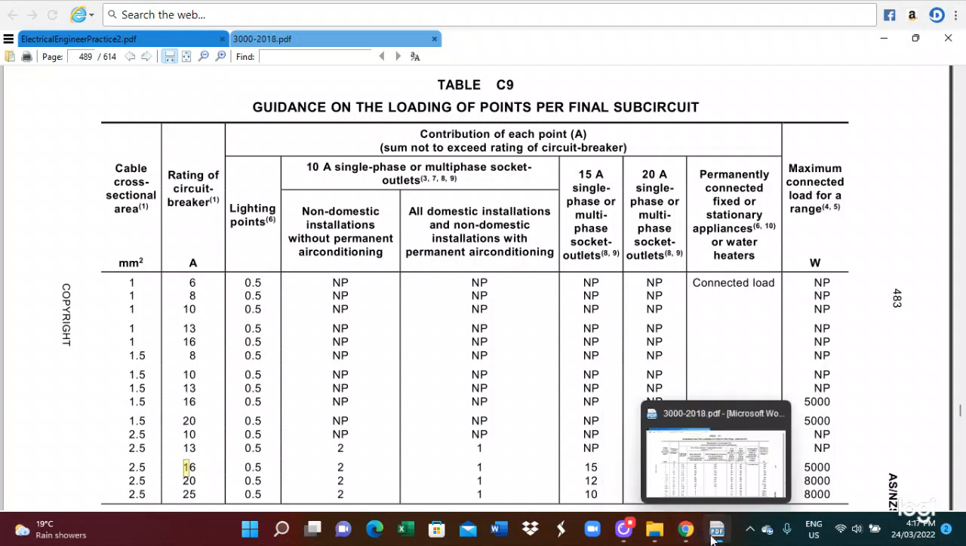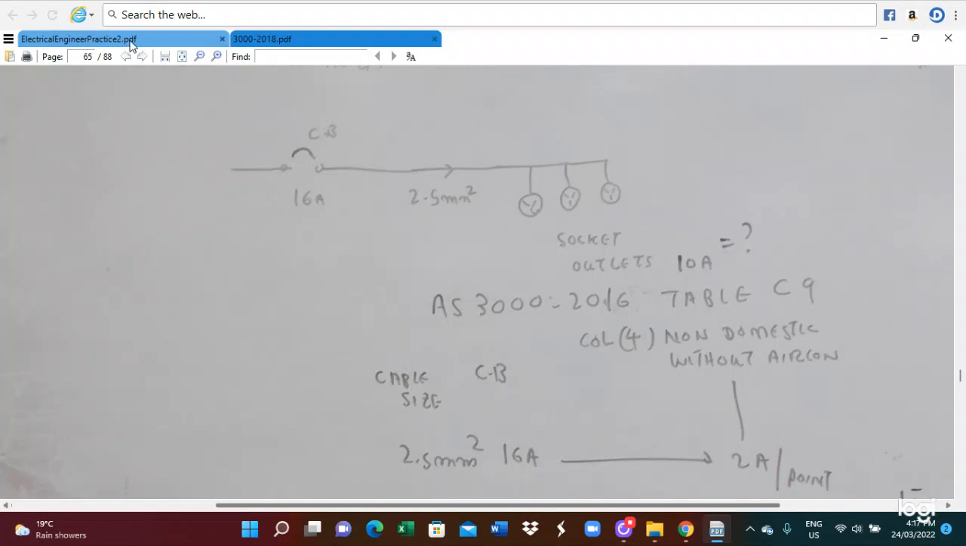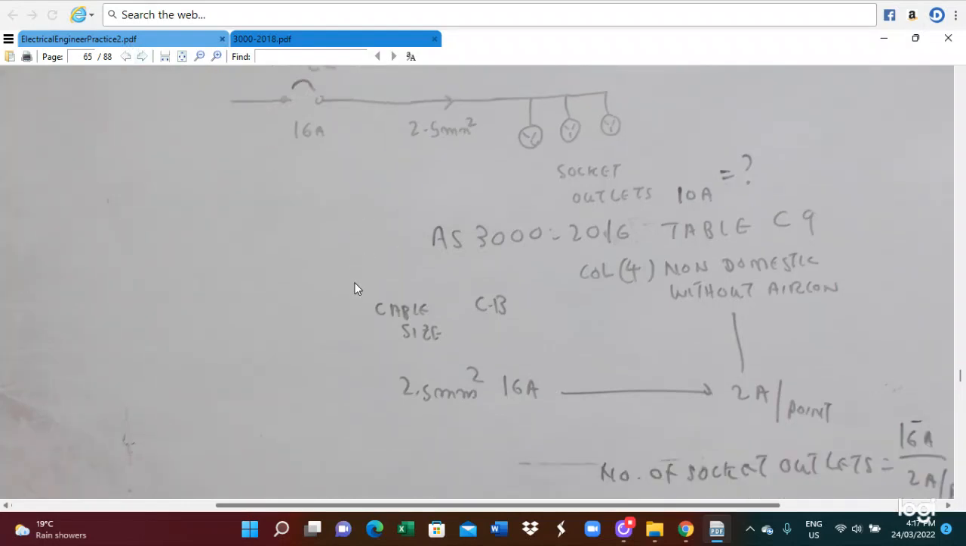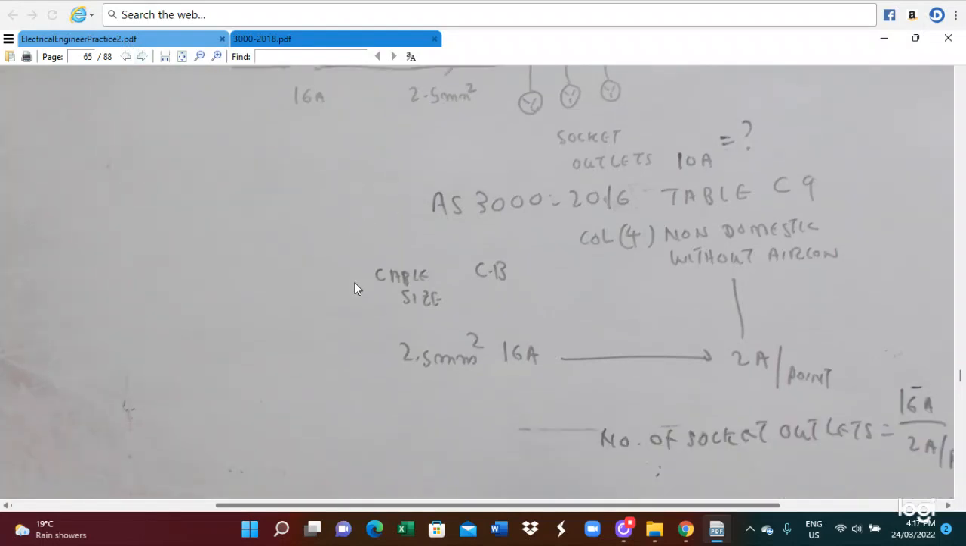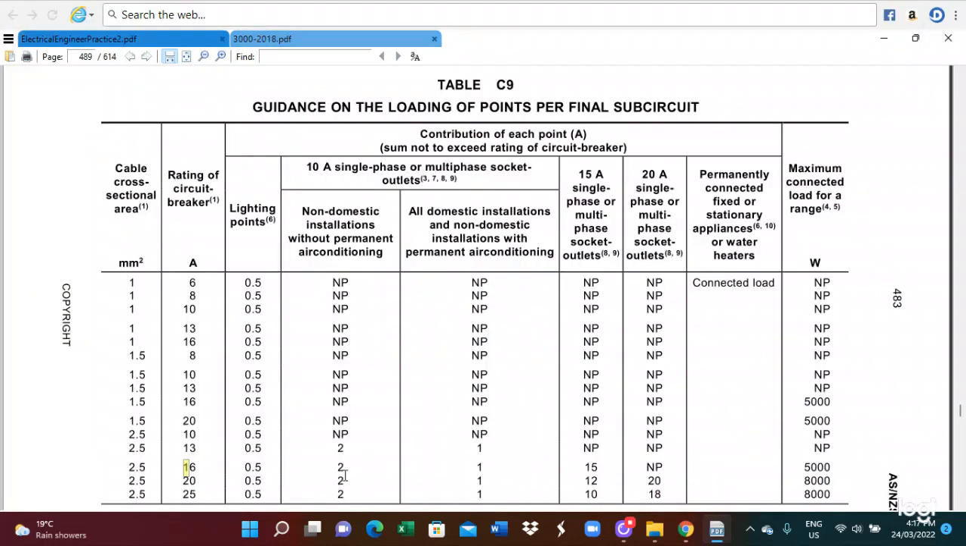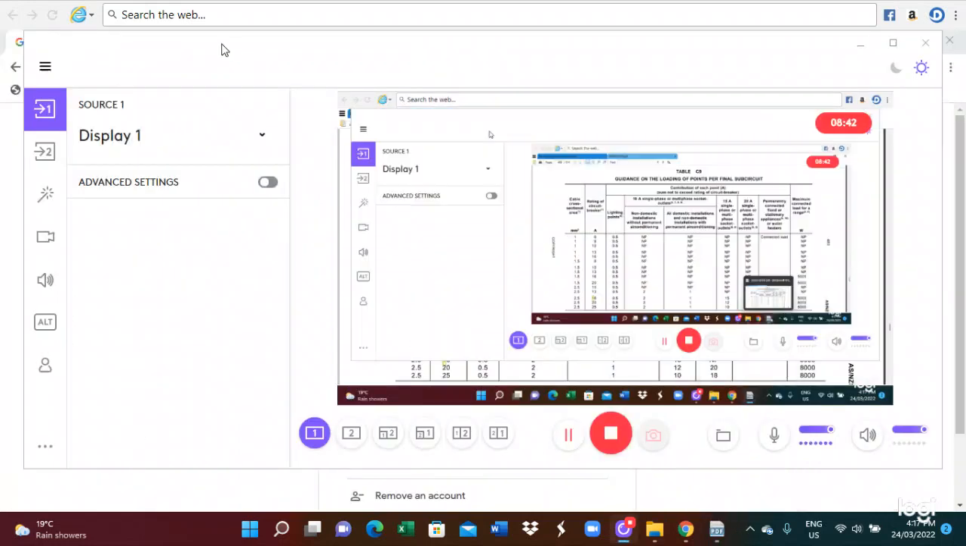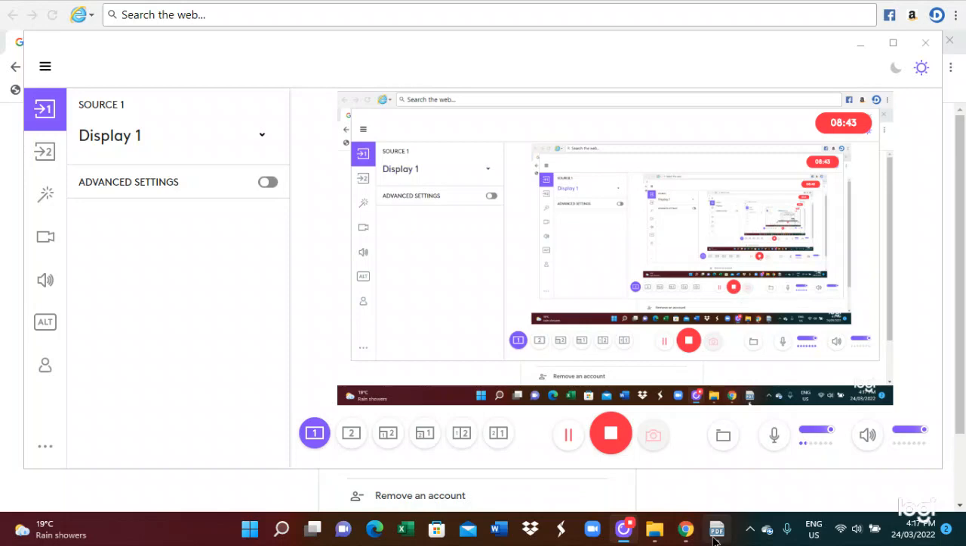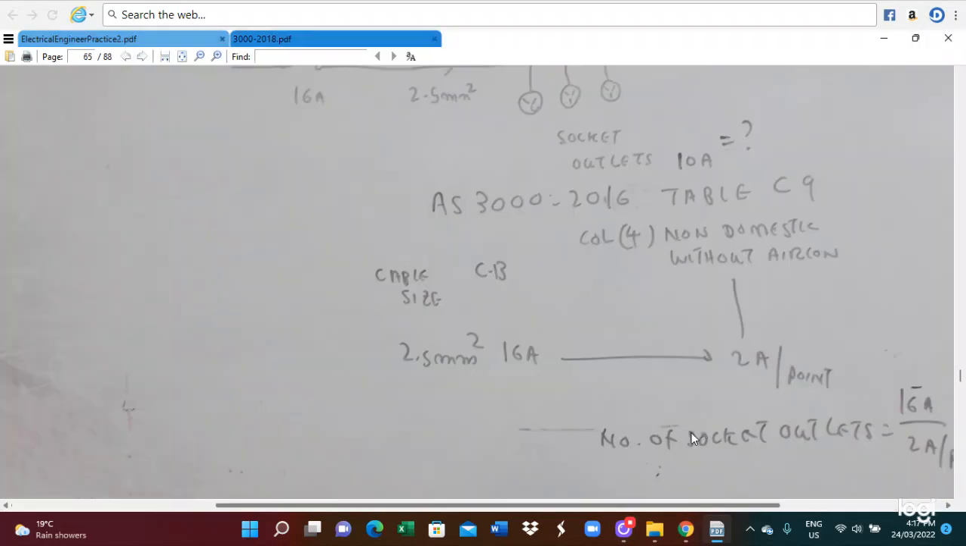So therefore, in this case, 2 ampere per point you can utilize. So every point it can use a 2 ampere. This is a current rating. So in this case, the current rating is, if you connect a 10 ampere socket outlet, 2 ampere every point it can utilize a 2 ampere current. So therefore, the 2 ampere per point we can calculate it. So therefore, every socket outlet is 2 ampere.